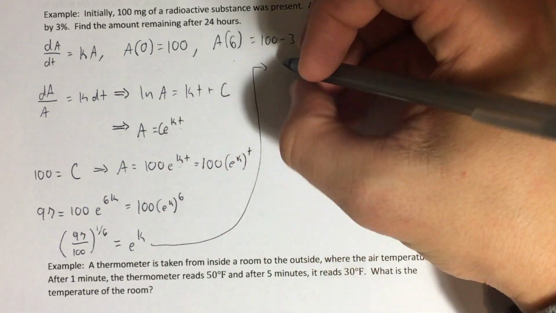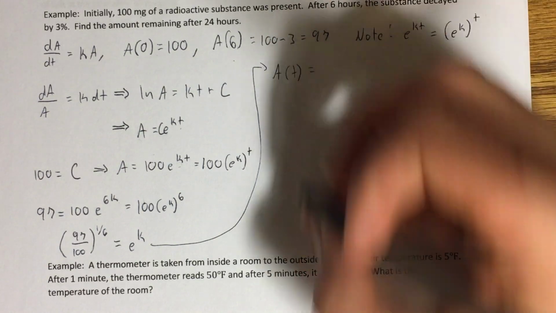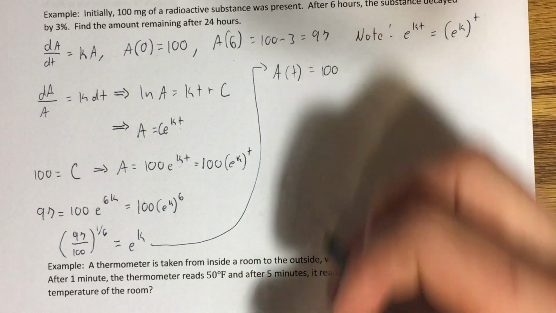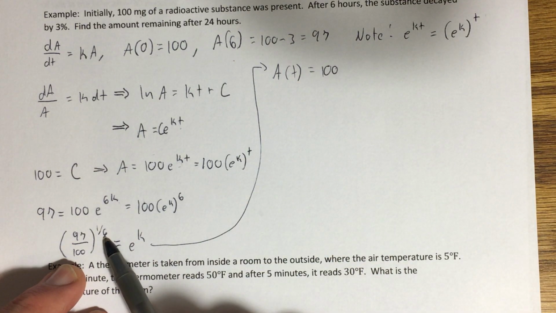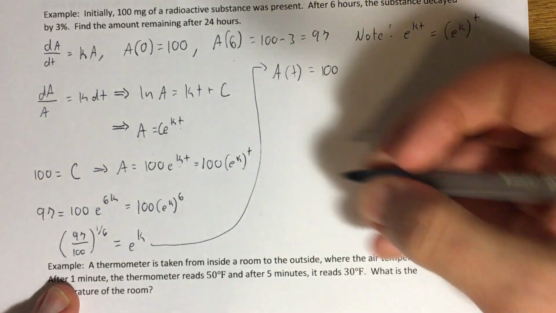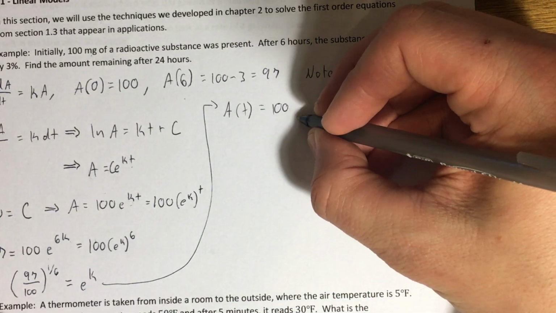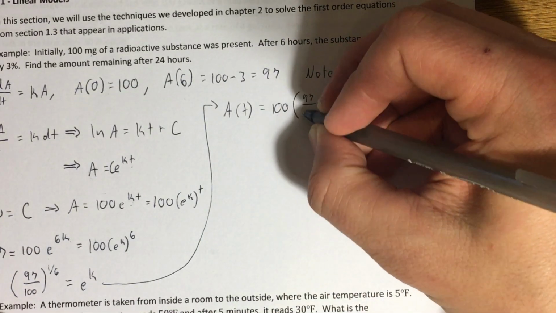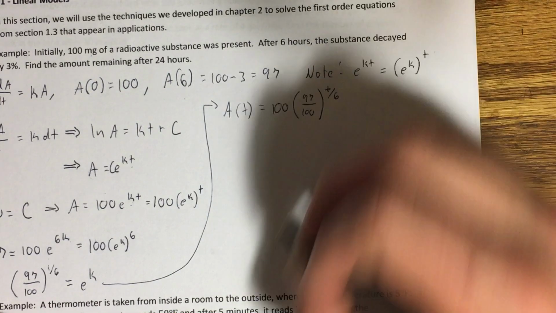Okay? That gives me this. Let's call it A of t now. A of t is equal to 100 times this, 97/100ths to the 1/6 power, that's going to go in for the e to the k, to the power of t. That simplifies to 97 over 100 to the power of t over 6.